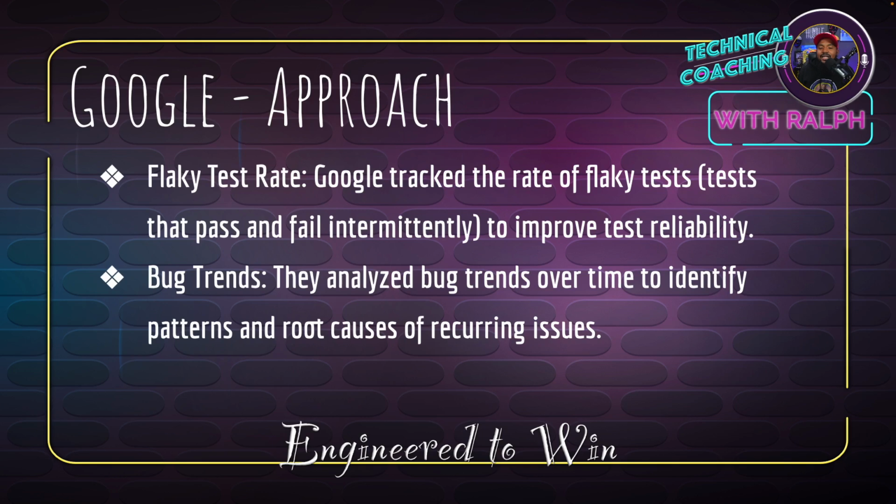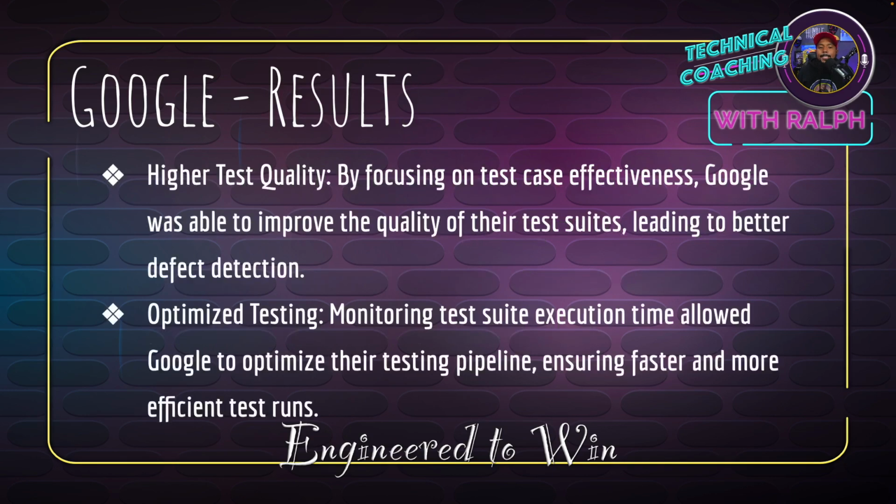Also, they tracked the flaky test rate. Google tracked the rate of flaky tests that pass and fail intermittently to improve test reliability. And then they also tracked the bug trends. They analyzed bug trends over time to identify patterns and root causes of reoccurring issues. So what were the results of Google's approach?